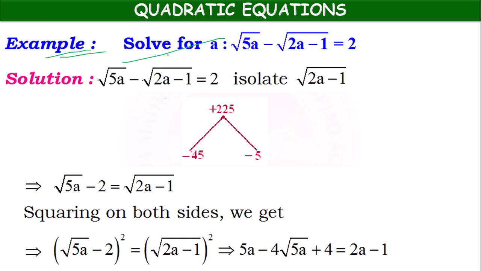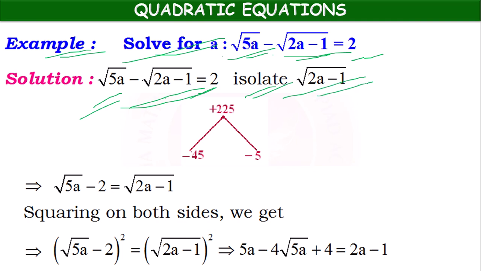Next one. Solve for a such that root 5a minus root of 2a minus 1 equals 2. So root 5a minus root of 2a minus 1 equal to 2. So let's isolate root 2a minus 1. So this 2 will come to this side. Root 5a minus 2 equal to root 2a minus 1.